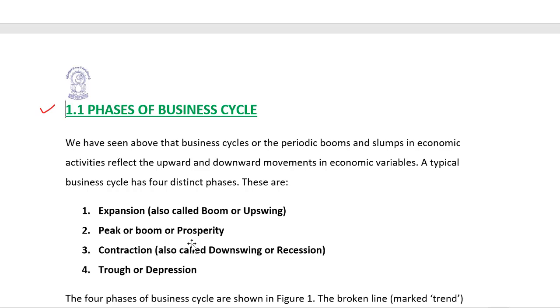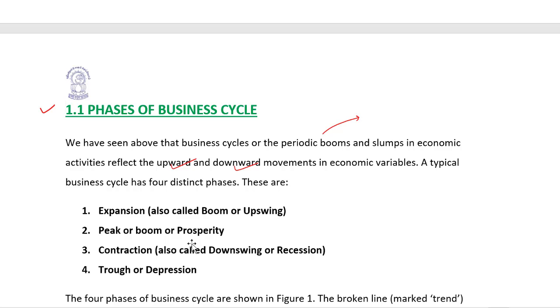Let's go to the next topic. Phases of business cycles. We have seen above that business cycles, or the periodic booms and slumps in economic activities, reflect the upward or downward movement in economic variables. A typical business cycle has four distinct phases.